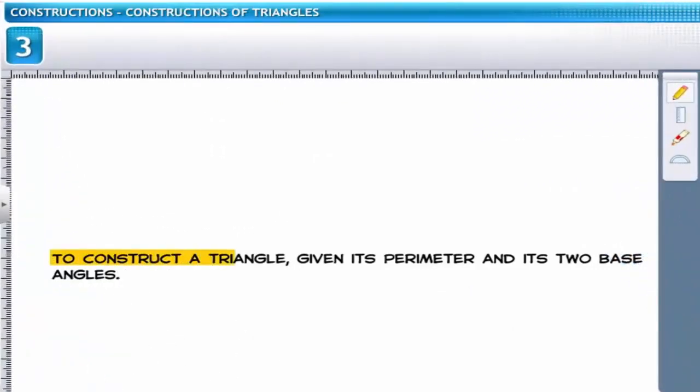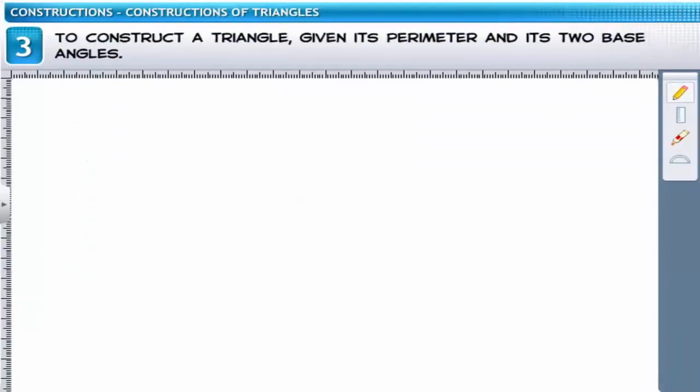Lastly, we are going to construct a triangle where its perimeter and two base angles are given. Let ABC be the given triangle in which the sum of its three sides is equal to 15 centimeters and the measure of its two base angles B and C are 70 degrees and 40 degrees respectively. Let's start with the construction.